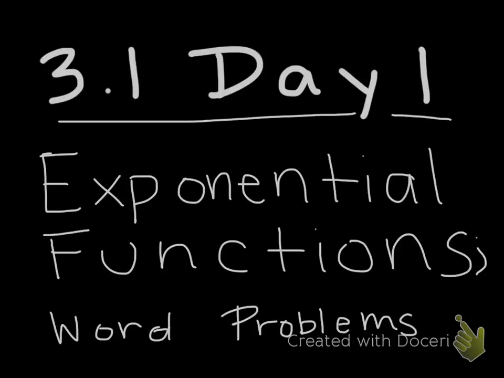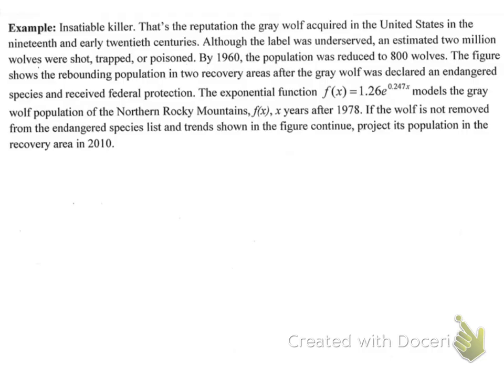Today we're doing section 3.1, day 1, and we're going to be discussing different types of word problems you will see in this section. For the first example, it says the insatiable killer. That's the reputation the gray wolf acquired in the United States in the 19th and early 20th centuries. Although the label was undeserved, an estimated 2 million wolves were shot, trapped, or poisoned. By 1960, the population was reduced to 800 wolves.